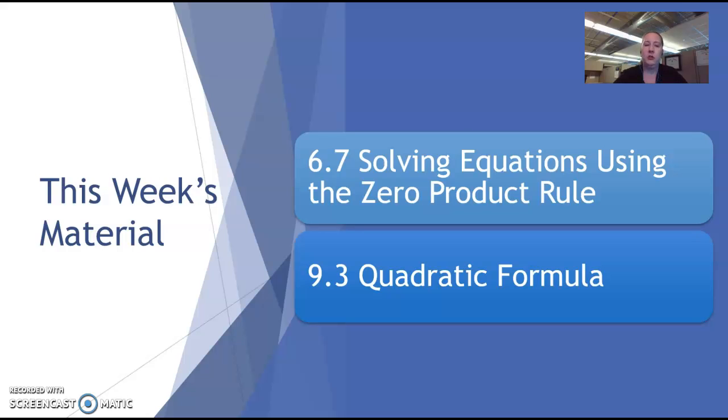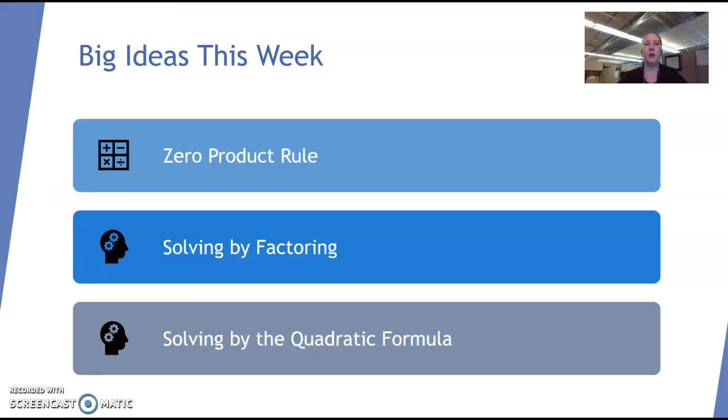So we've got only 2 sections this week. We have solving equations using the zero product rule and then the quadratic formula. So we do have to skip some sections to jump to 9.3 for the quadratic formula. So you do not have to read all of chapter 9. You are only looking at one section from chapter 9. So we're going to be looking at the zero product rule, how to solve by factoring, and then how to solve using the quadratic formula.